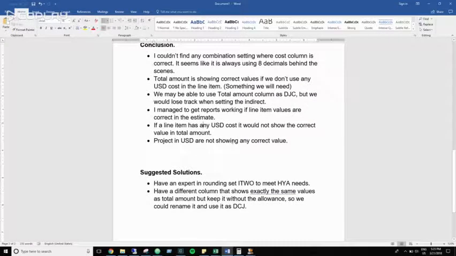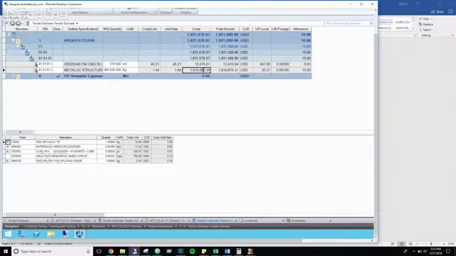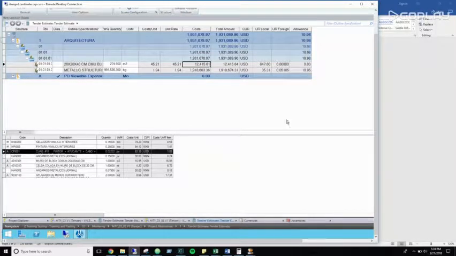Project and USD are not showing any correct value. What we saw here is that neither of these two columns is giving me the right number, even in line items that just have MXN values. And I believe it's because of these assemblies being converted to USD.